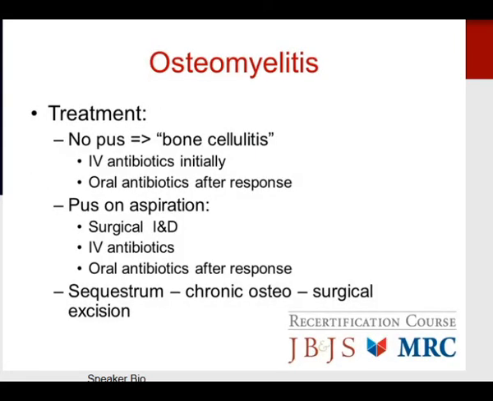Treatment of osteomyelitis without a subperiosteal abscess or without pus involves IV antibiotics with the transition to oral antibiotics after appropriate response. If there is a subperiosteal abscess or pus on aspiration, then treatment is with surgical debridement and irrigation followed by IV antibiotics. Chronic osteo, including that involving an involucrum or a sequestrum, is treated with surgical debridement and excision and antibiotics.